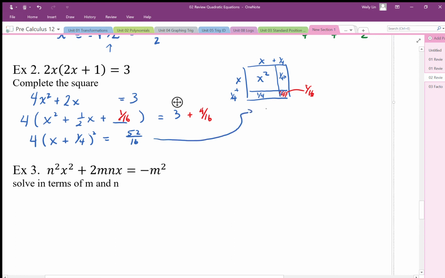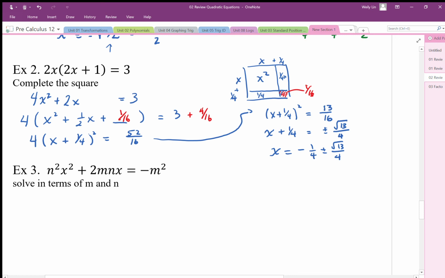Okay, so I end up with x plus 1/4 squared is equal to 52 divided by 4, which is going to give me 13/16. I'm going to undo the square by square rooting, so I get plus minus square root 13/4. Square root of 16 is 4. And then solve for x. Negative 1/4 plus minus the square root of 13/4. Okay, so completing the square looks like that.